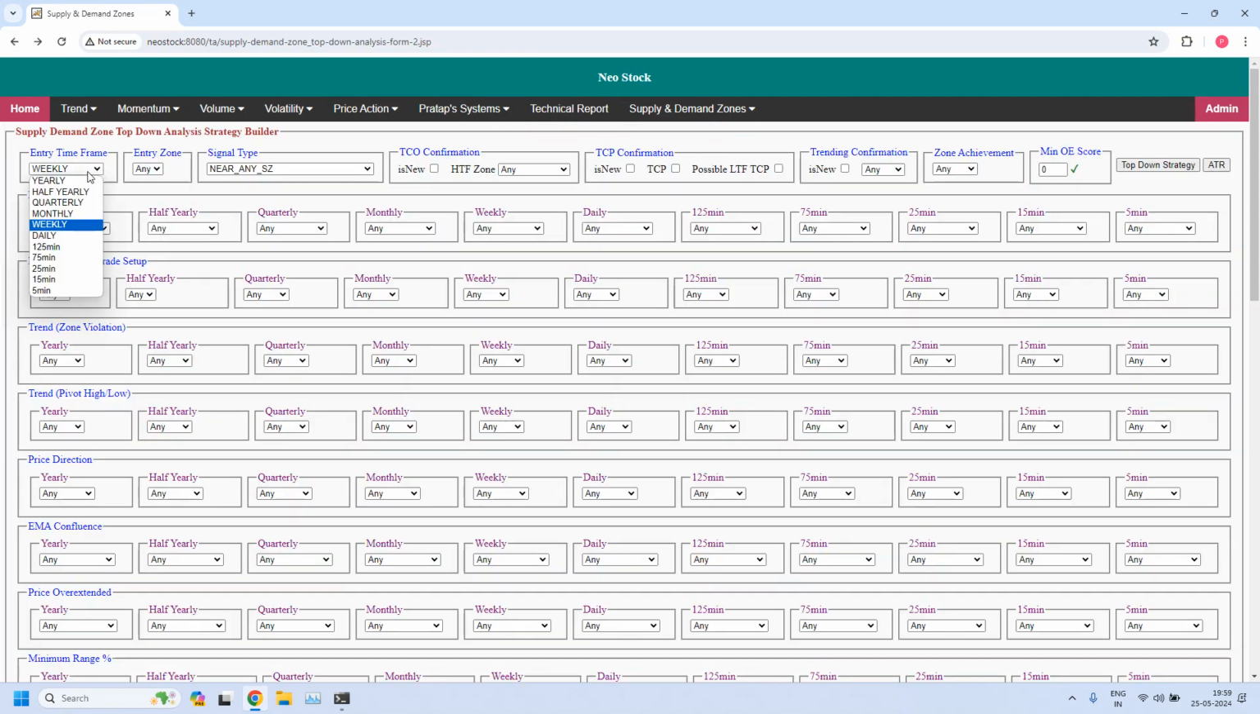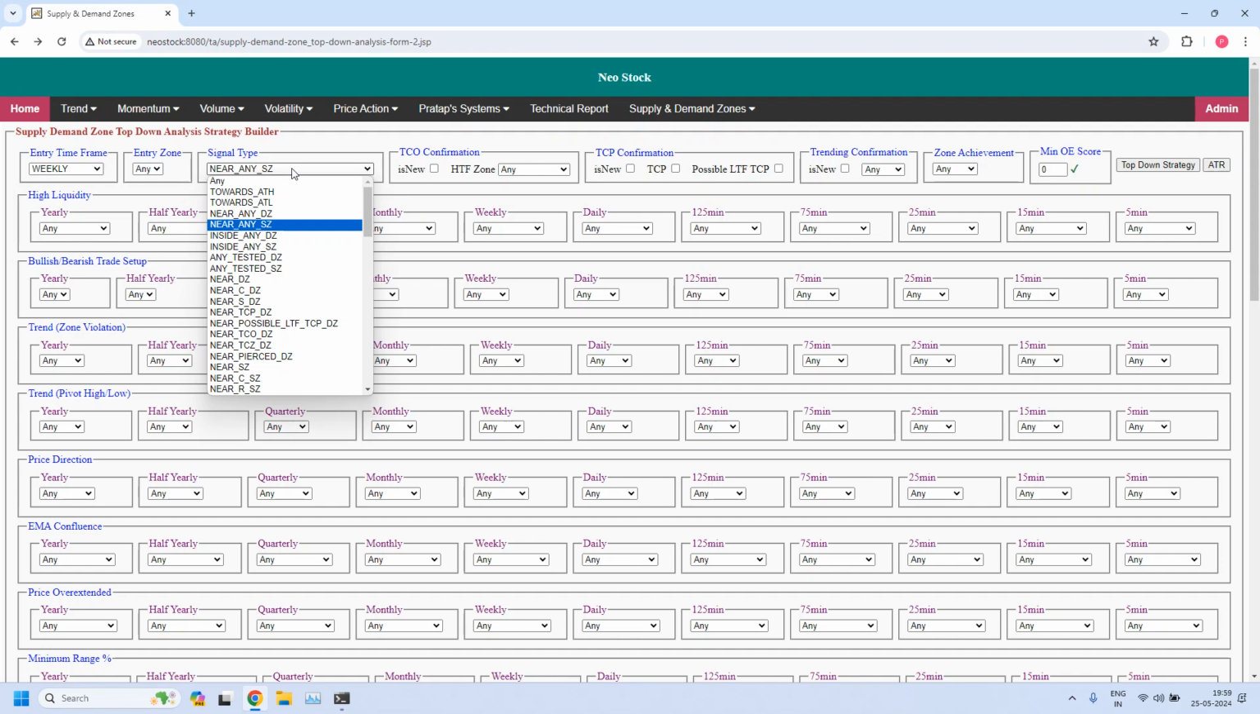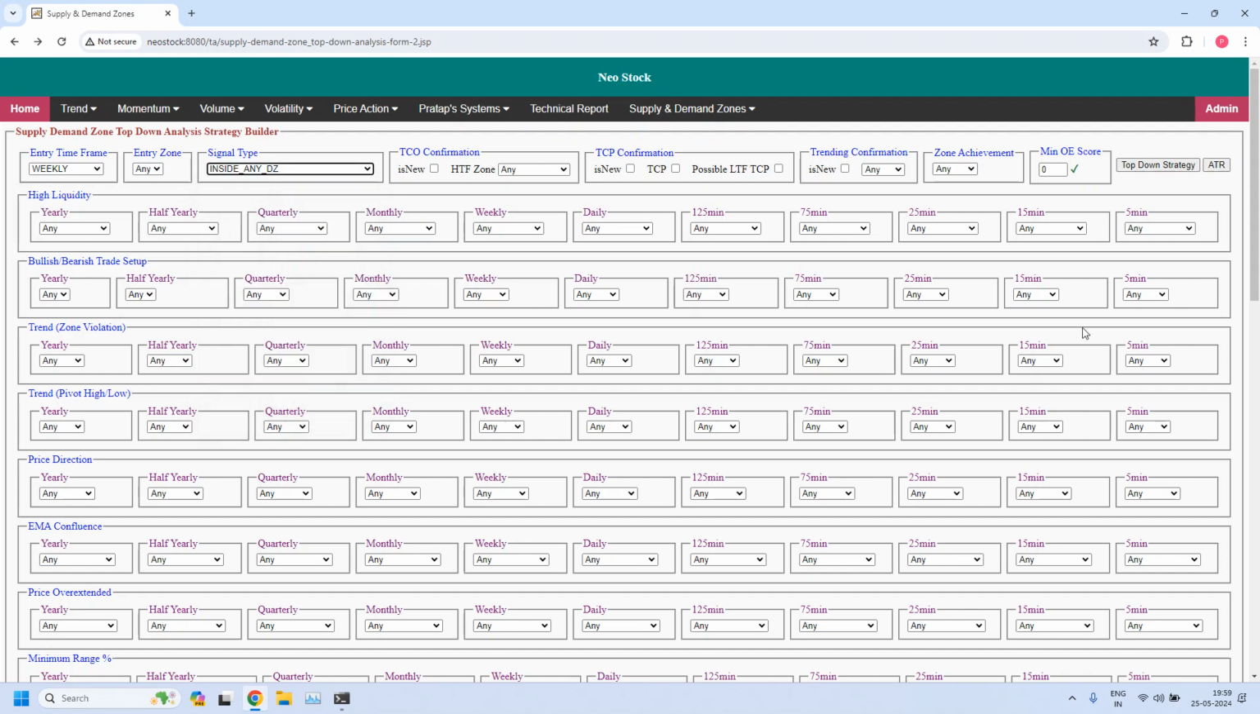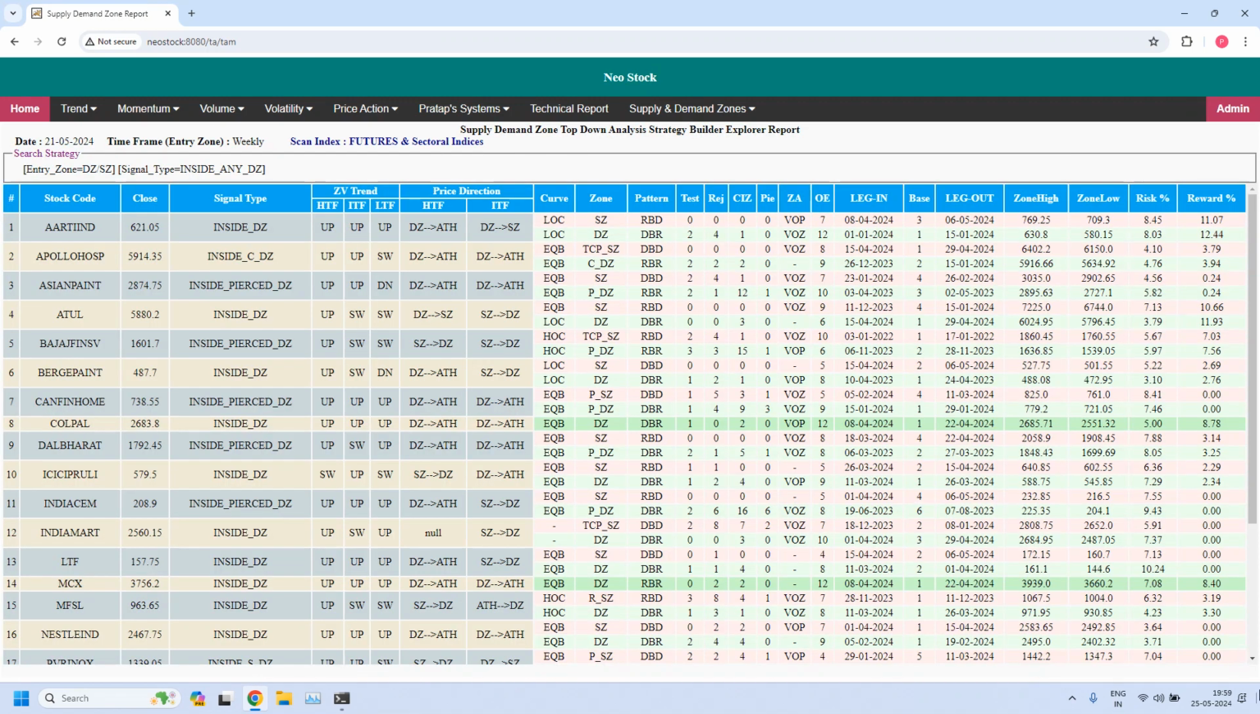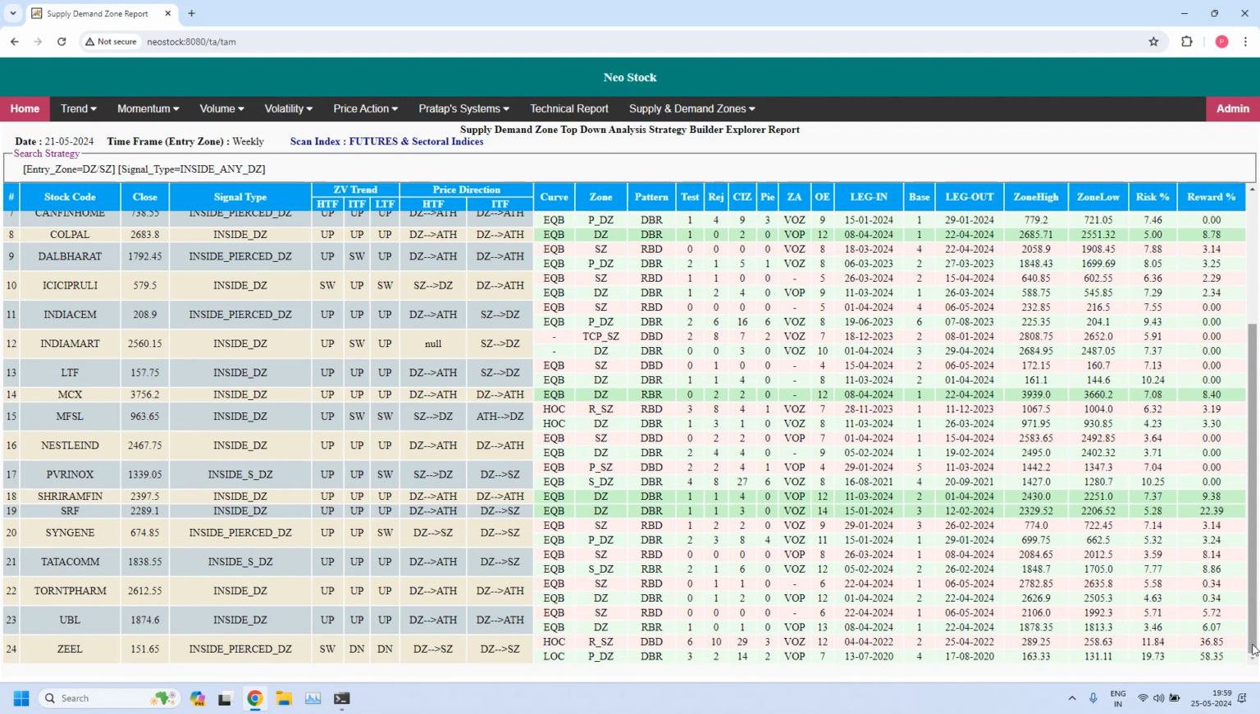I am going back. For weekly time frame, let us find the stocks where price closed inside weekly demand zone. So we got a good number of stocks where price closed inside weekly demand zone. Let me scroll down the list. So total 24 stocks are filtered where price closed inside weekly demand zone.